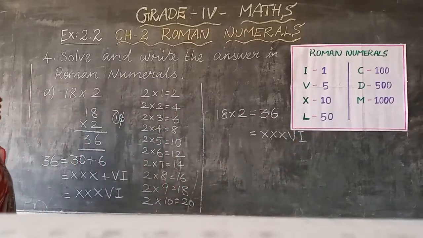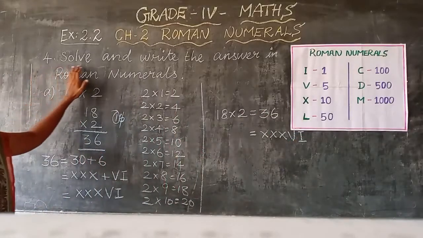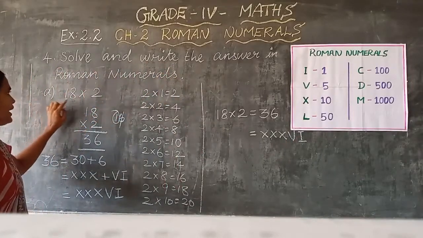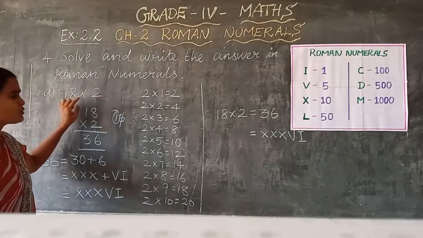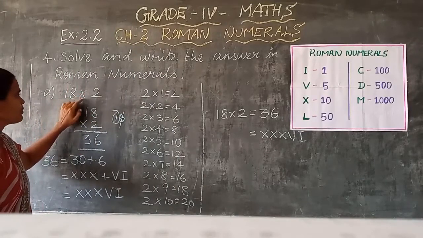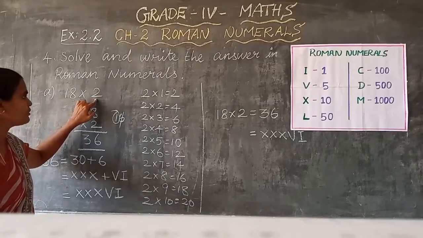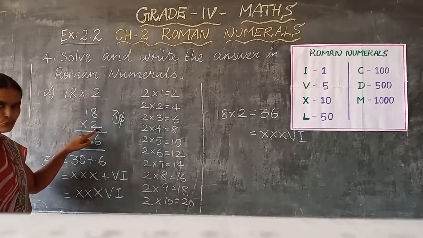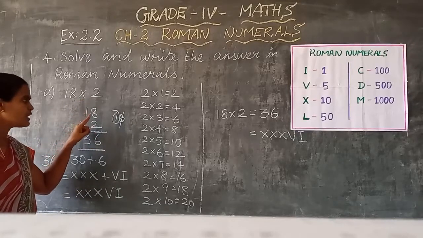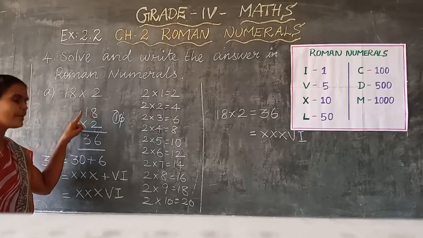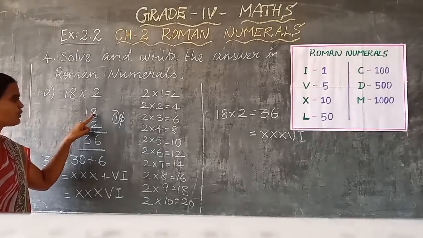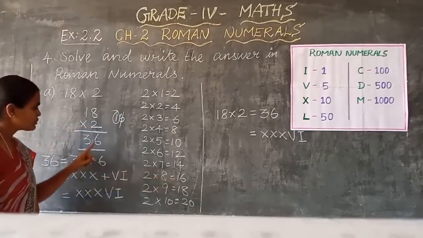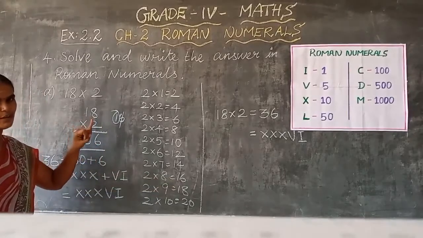Okay. So see here, fourth one, solve and write the answers in Roman numerals. A question, 18 multiplied by 2. So here it is multiplication, so multiply by the 2 table. Here the given number is 2. First you multiply by the 1's place, next you multiply by the 10's place. 2 8s are 16. So write 6 here, 1 carry over.